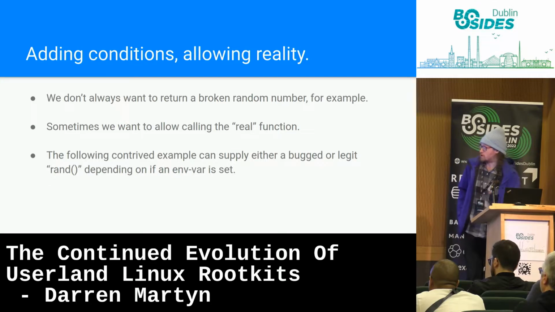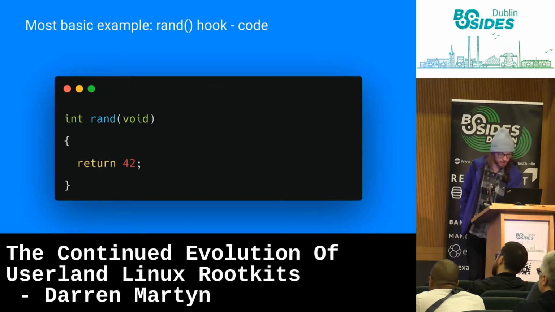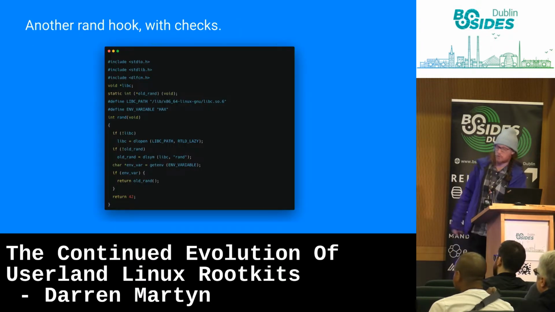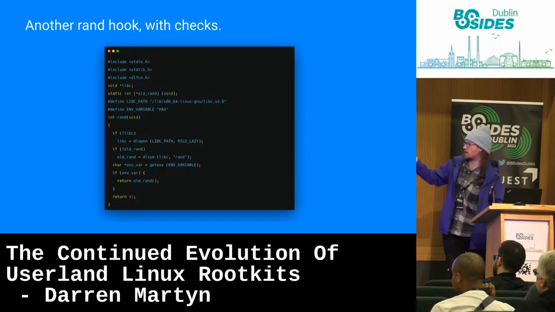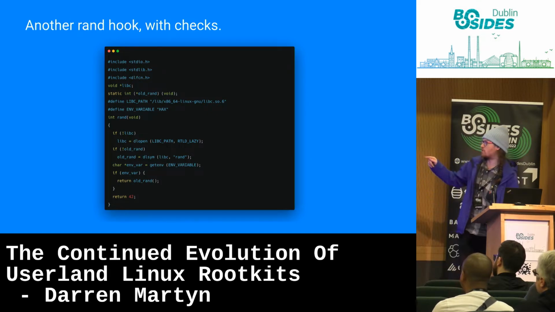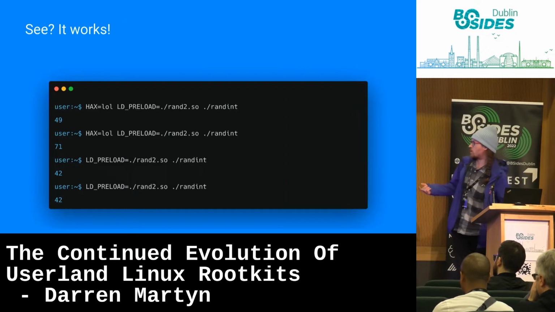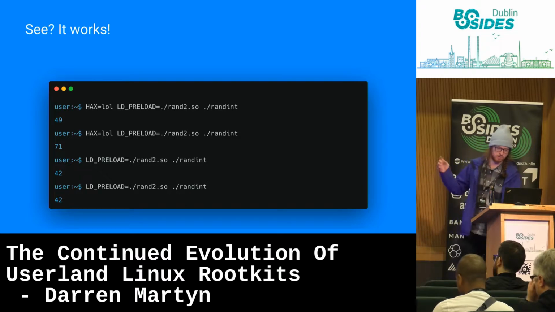You can also do conditionals in your hooks. So if we go back, that hook just returns a number. It's not very sophisticated, but we can have it load the actual random function and call getenv. If a certain environment variable is set, actually return real randomness, otherwise return broken rand. And this is just an example of that, where if we set the hex equals lol or hex equals whatever and load it, it won't do the thing.